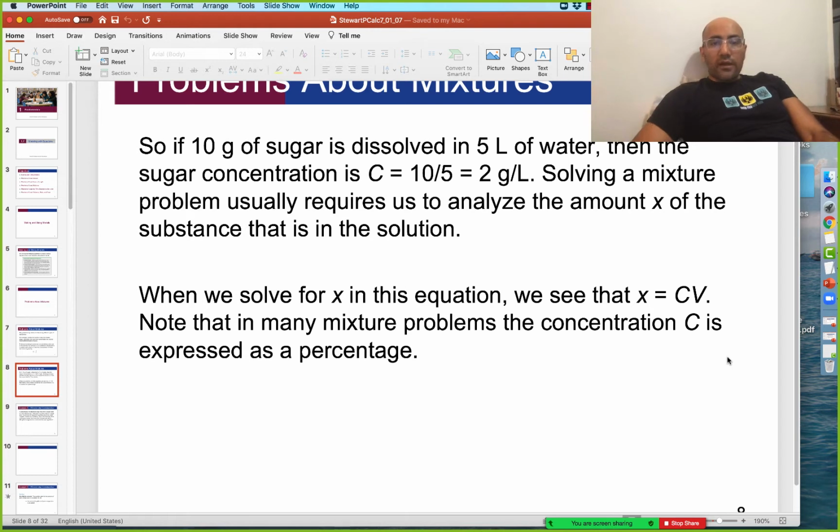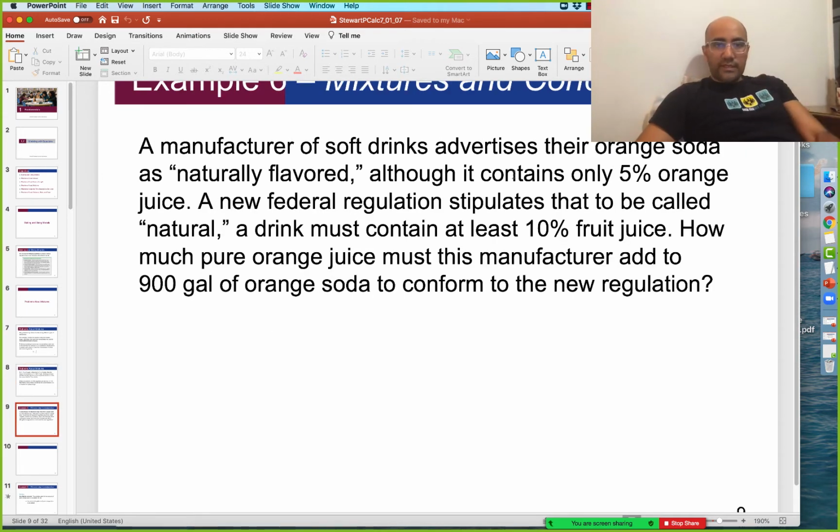So, for example, if we're talking about sugar in water, and you're told that there are 10 grams of sugar and there are 5 liters of water, then when we divide the 10 grams by the 5 liters, we have 10 divided by 5, or 2. The units are very important in a scenario like this, so make sure you keep track of the fact that this is grams of sugar over liters of water. But this ratio helps us establish the relationship we need to solve these kinds of problems. Okay, so let's just jump into an example.